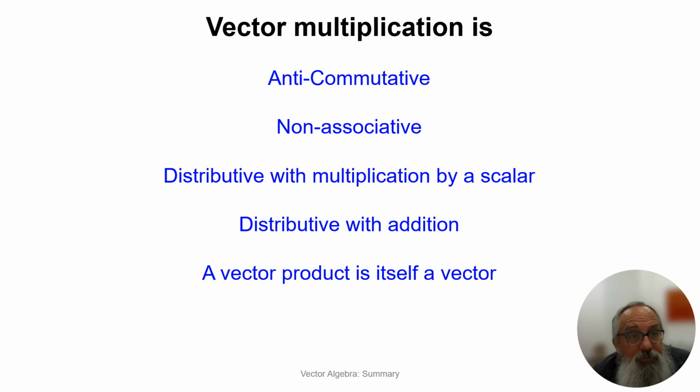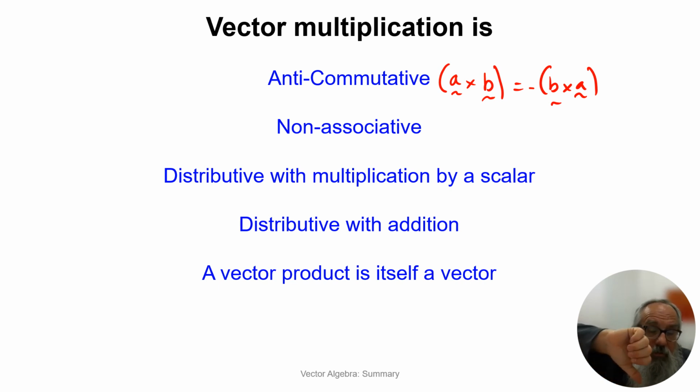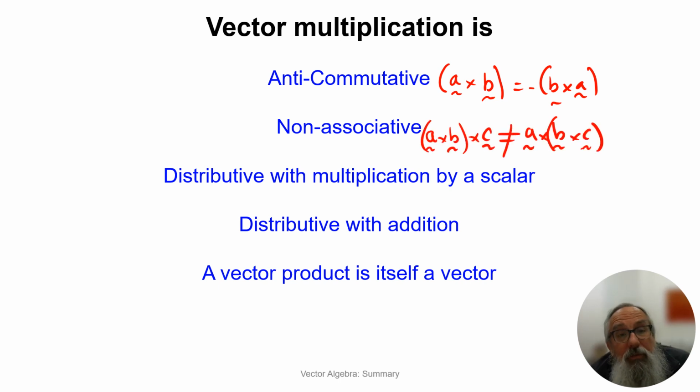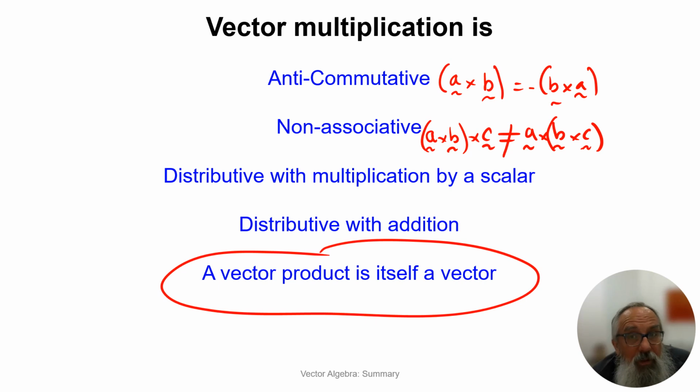Vector multiplication, anti-commutative. So with the cross product, A cross B is equal to minus B cross A, because we get our thumb pointing in the opposite direction if we move from Y to X with our fingers. It's non-associative, so we can't expand brackets. Distributive for scalar. Highlighted there that the vector product produces a vector, so we can do vector times vector times vector.